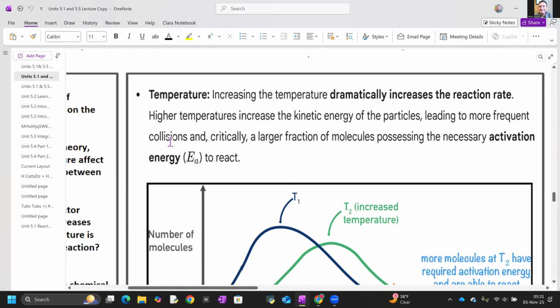Again, we talk about the frequency of collisions. If they collide more frequently, then there's a larger opportunity for effective collisions to take place. So we see that they collide more frequently at higher temperatures, and a larger fraction of molecules possess the necessary activation energy to react. This activation energy is the amount of energy needed for those reactions to occur.